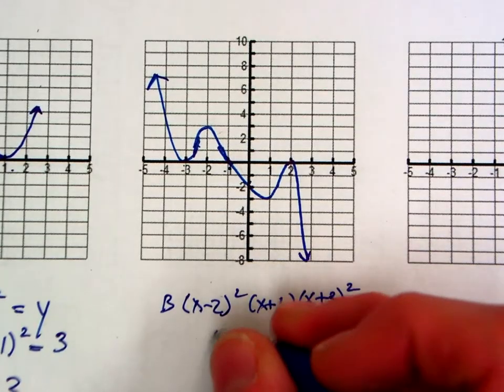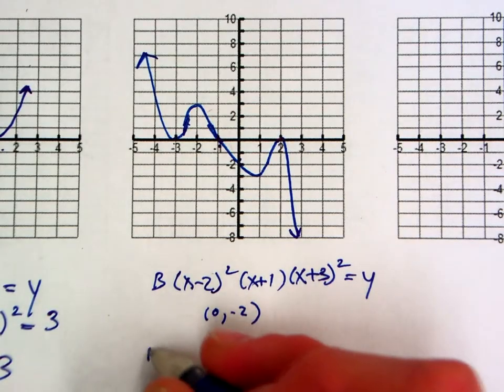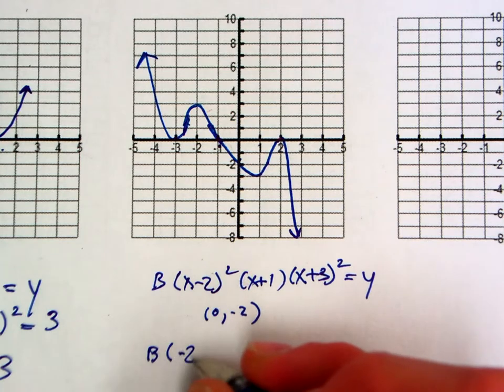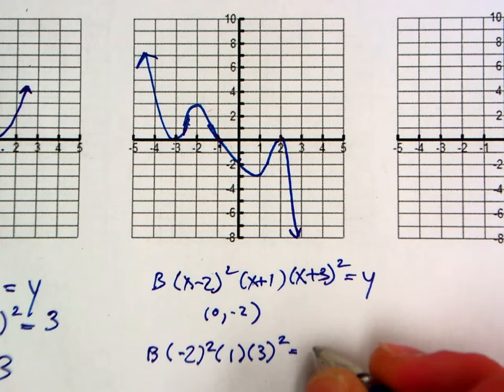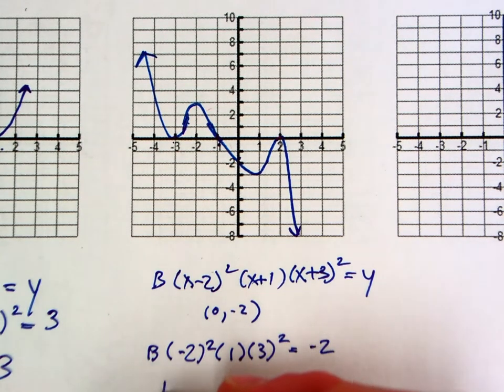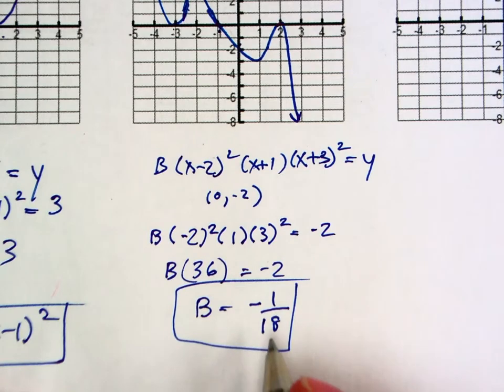So plugging in 0, -2, I get b times -2 squared times 1 times 3 squared equals -2. So this is 4 times 9, which is 36. So I get b equals -1/18. And that's exactly what we would expect, because we expect the leading coefficient to be negative.